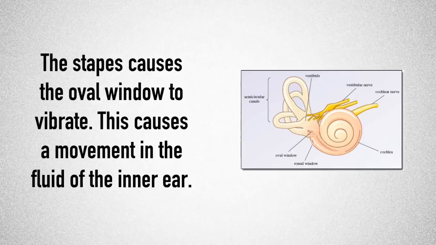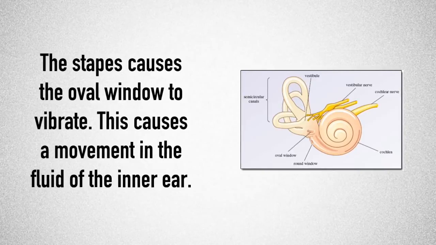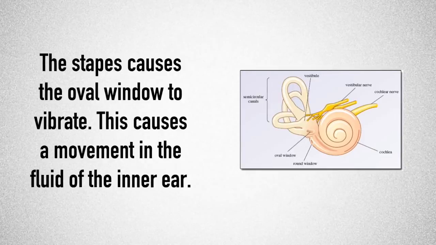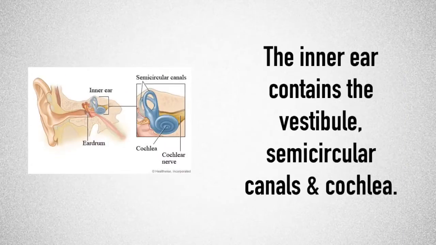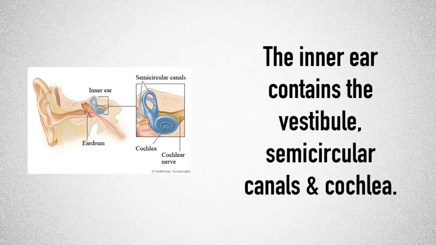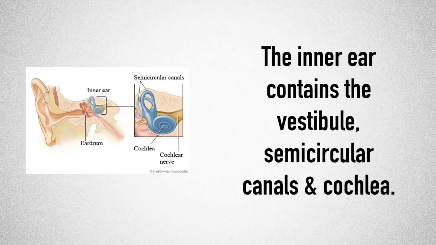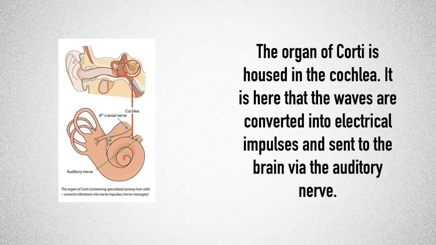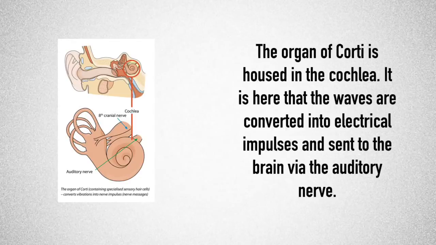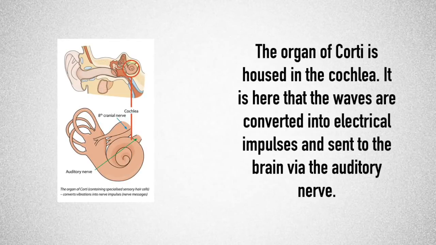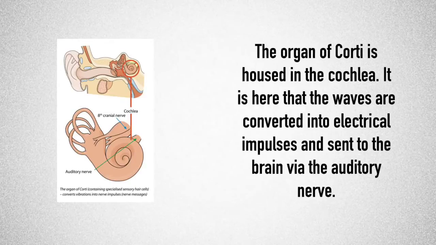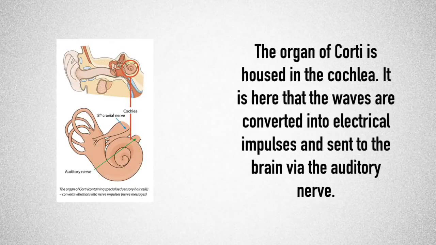So the inner ear is filled with fluid, and then as the fluid changes its shape or flows differently, it causes an electrochemical impulse to form. The inner ear contains the vestibule, semicircular canals, and the cochlea. Now the vestibule and semicircular canals are not involved in hearing, but they help us with our balance, and our cochlea is the most important part of our ear, as it's here where the message is detected. So the organ of Corti is housed in the cochlea, and it is here that waves are converted into electrochemical impulses and sent to the brain via the auditory nerve. So we'll be looking at the organ of Corti and its importance in a little bit more detail later on.